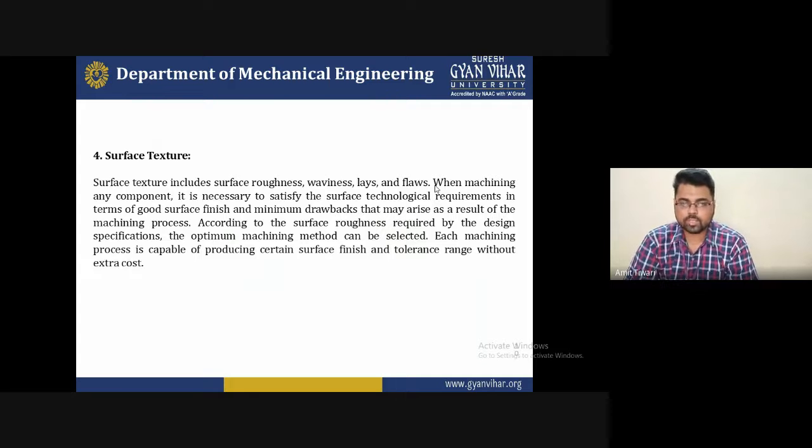Next is the surface structure. The surface structure includes the surface roughness, waviness, lay and flow. When machining a component, it is necessary to satisfy the surface technological requirements in terms of good finishing and a minimum of drawbacks that may arise as a result of the machining processes. So the optimum machining method may be selected. Each machining process is capable of producing a certain surface finish and tolerance range without extra cost.